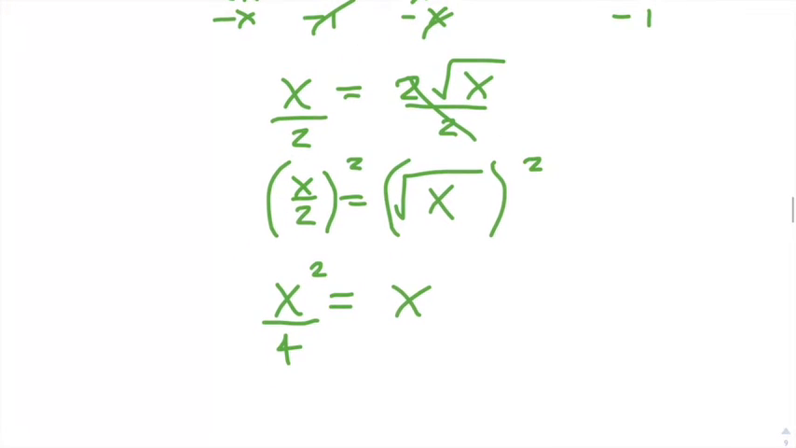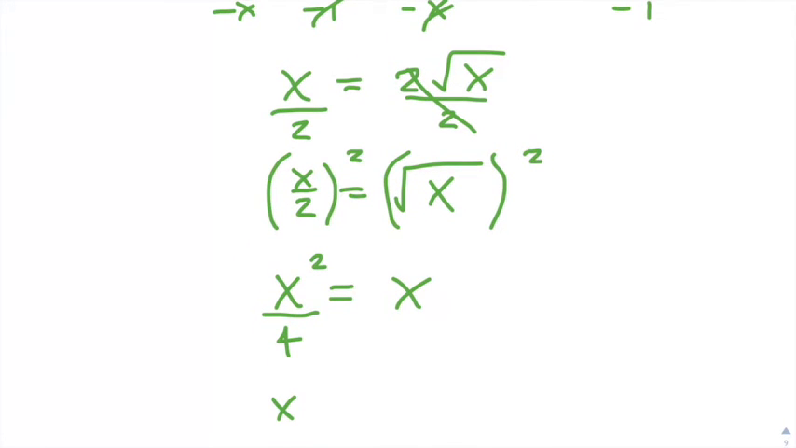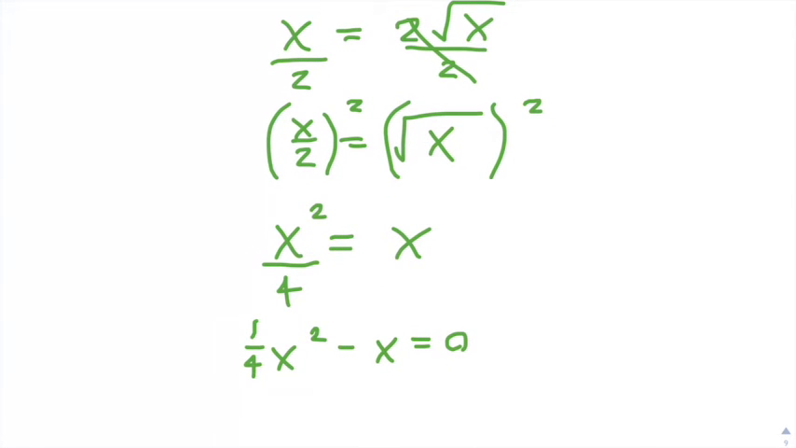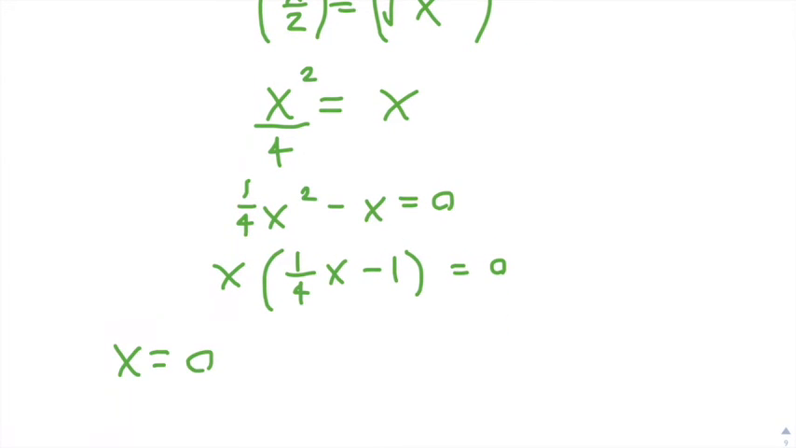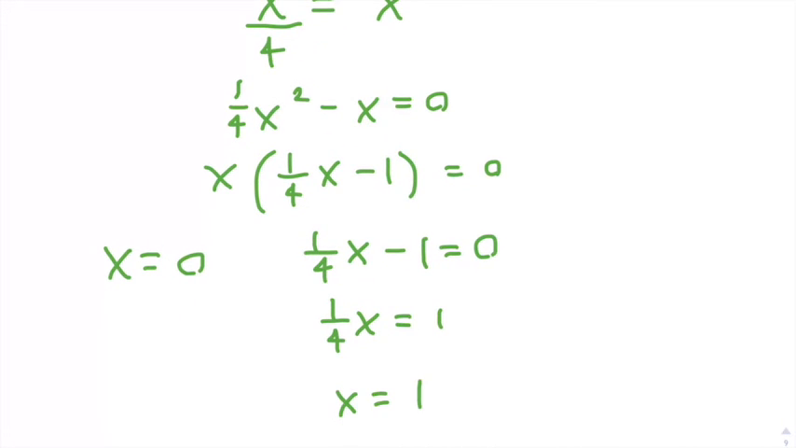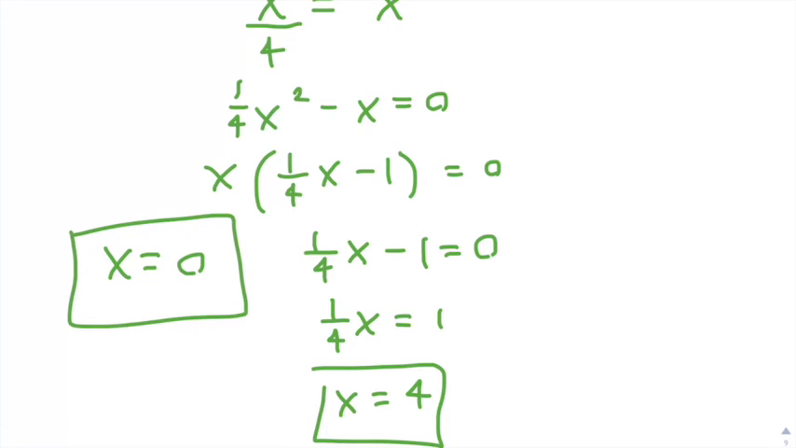Okay. And then from there, I'm going to rewrite this as 1/4 x squared minus x equals 0. I'm going to subtract over the x, and we're going to factor out one of our x's. x times (1/4 x minus 1). And then finally, after this, we're going to set our factors equal to 0 and finish solving. Multiply both sides by 4, so x equals 4, and then x equals 0.